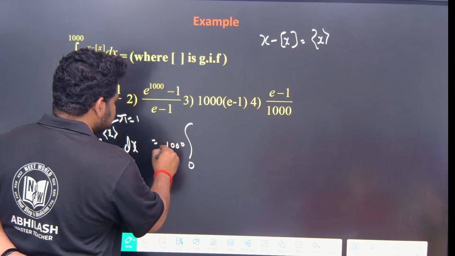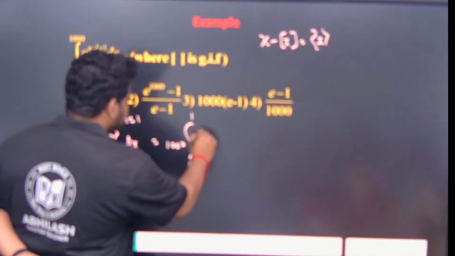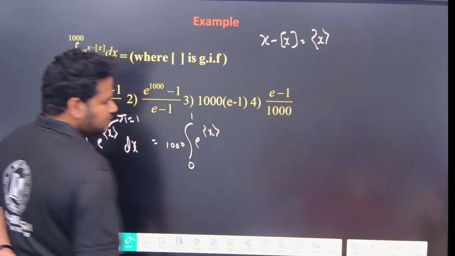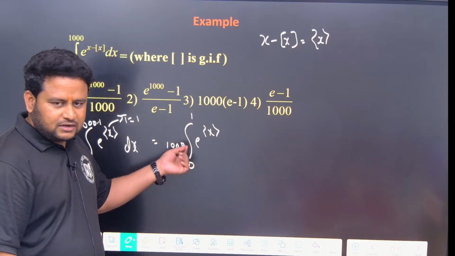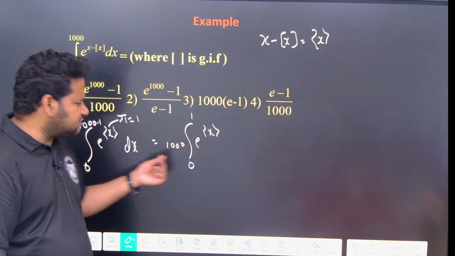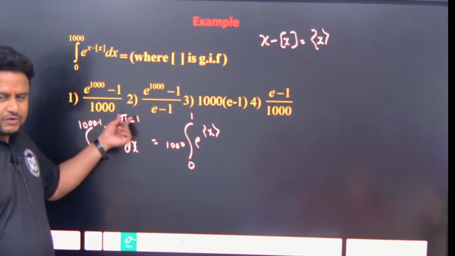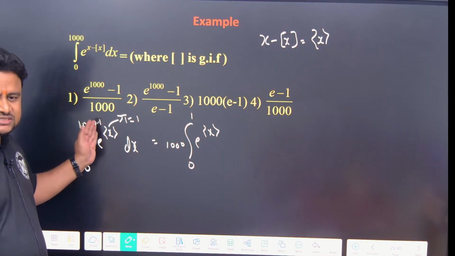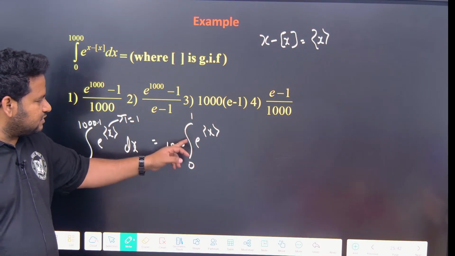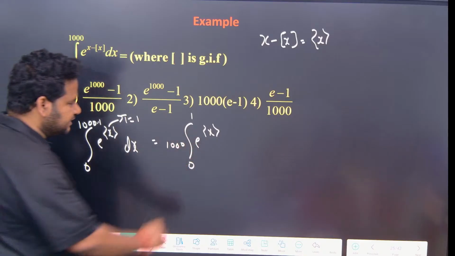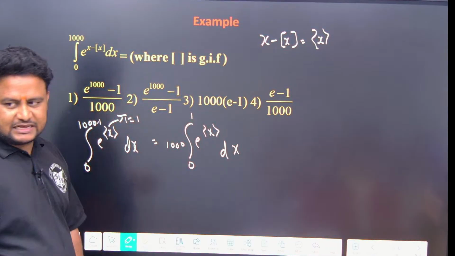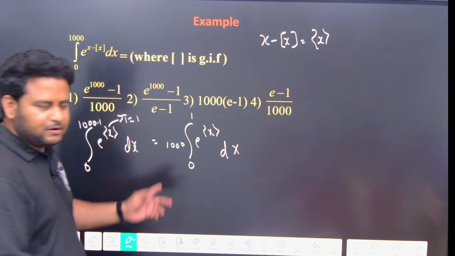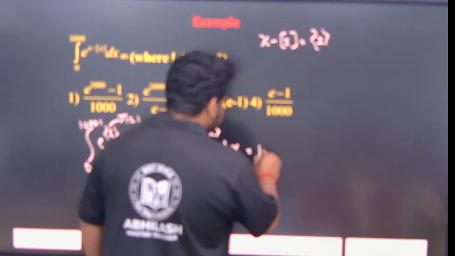I can write it as 1000 into the integral from 0 to 1 of e power fractional value of x dx. Why? Because the period of the fractional value of x is 1, so 1000 can be written as 1000 into 1. Between 0 and 1, the fractional value of x will only take the value of x only. So e power fractional value of x will become what? 1000, you write it as it is.